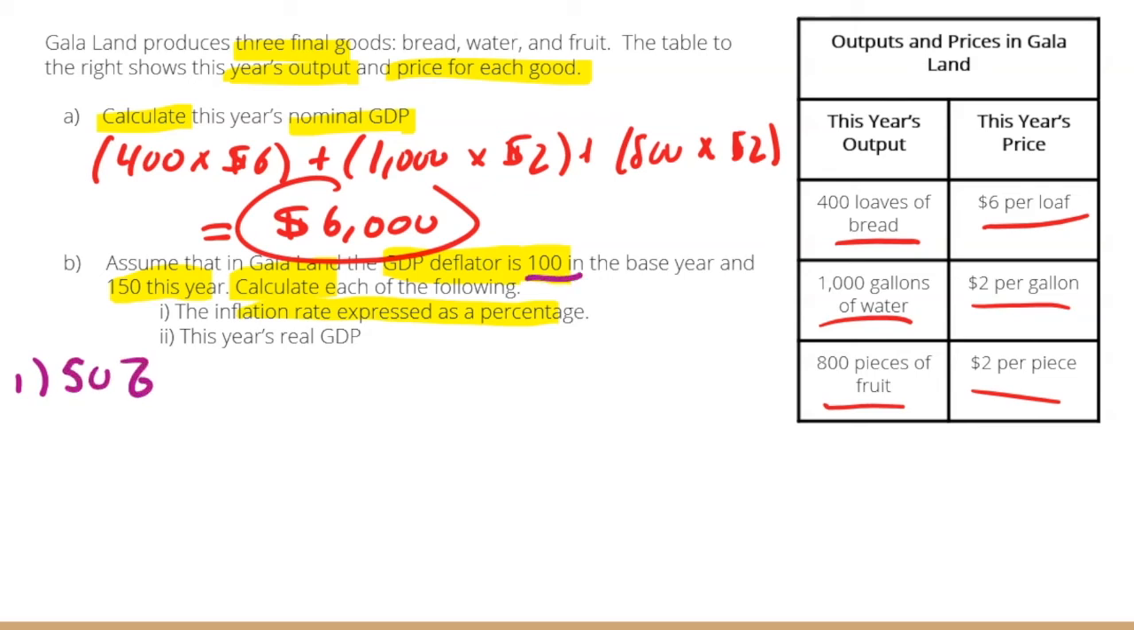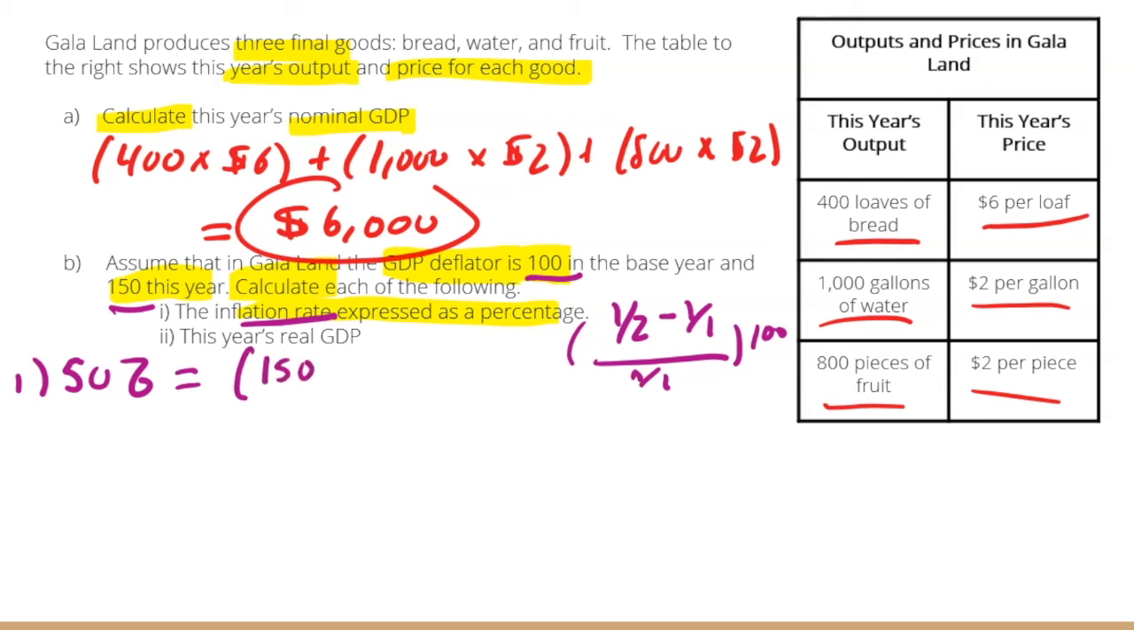Because if our deflator is 100 in the base year and 150 this year, we know that there's a 50% inflation. However, we have to show our work. Remember, our equation to calculate the inflation rate is year 2 minus year 1 over year 1, times 100. So we can say year 2, 150, minus year 1, 100, divided by year 1, 100, times 100 gets us to 50%.